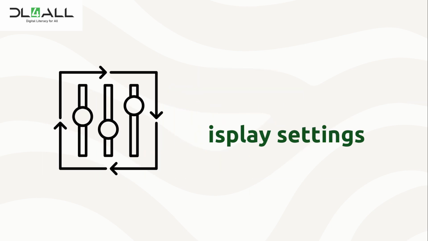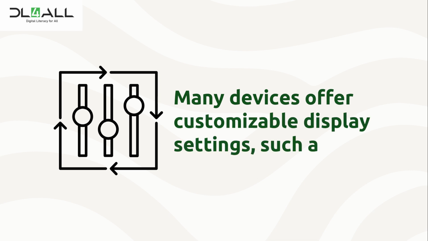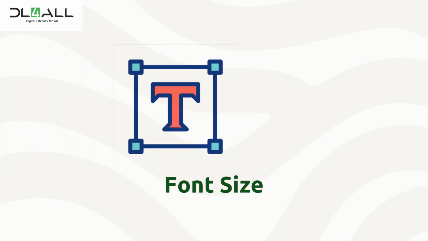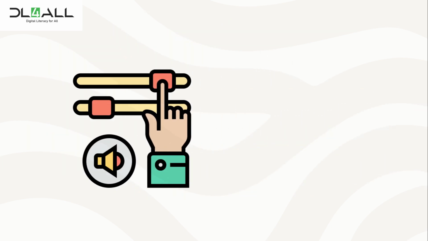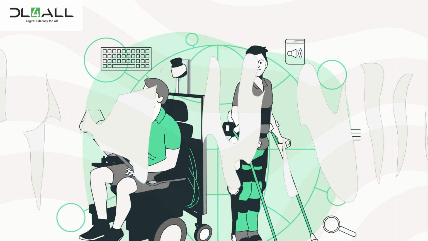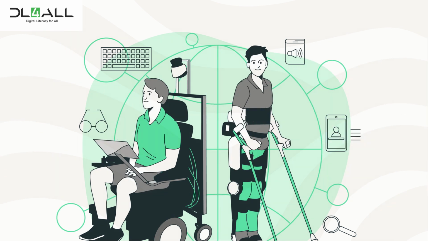Customizable display settings. Many devices offer customizable display settings such as font size, color schemes, and display resolution. Adjust these settings to suit your preferences and accommodate any visual or cognitive impairments.